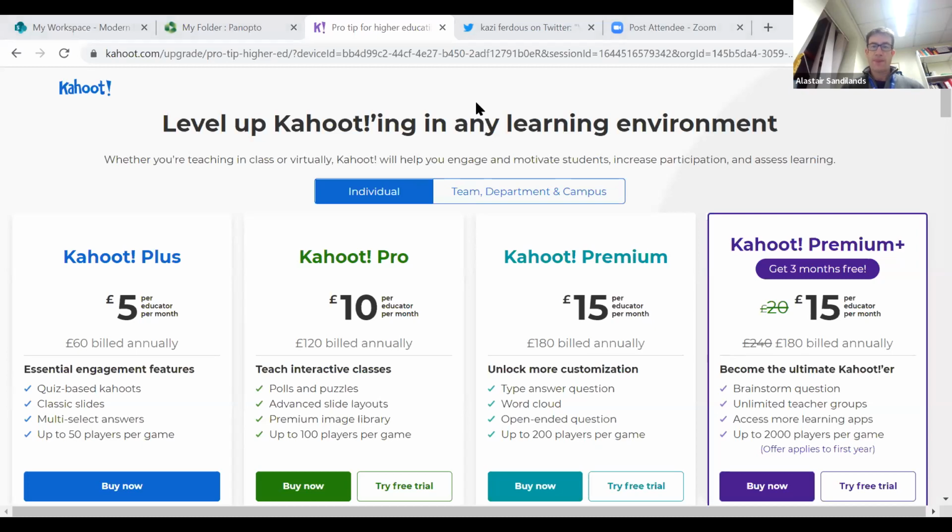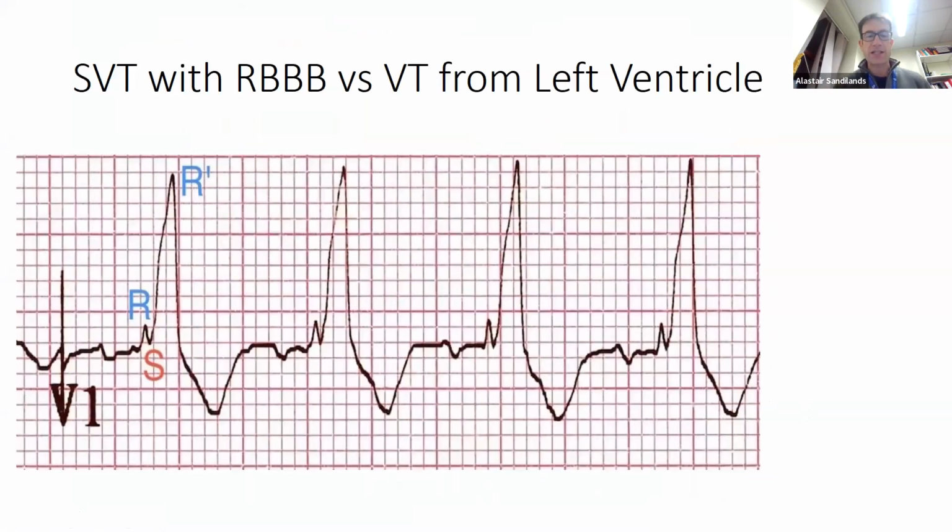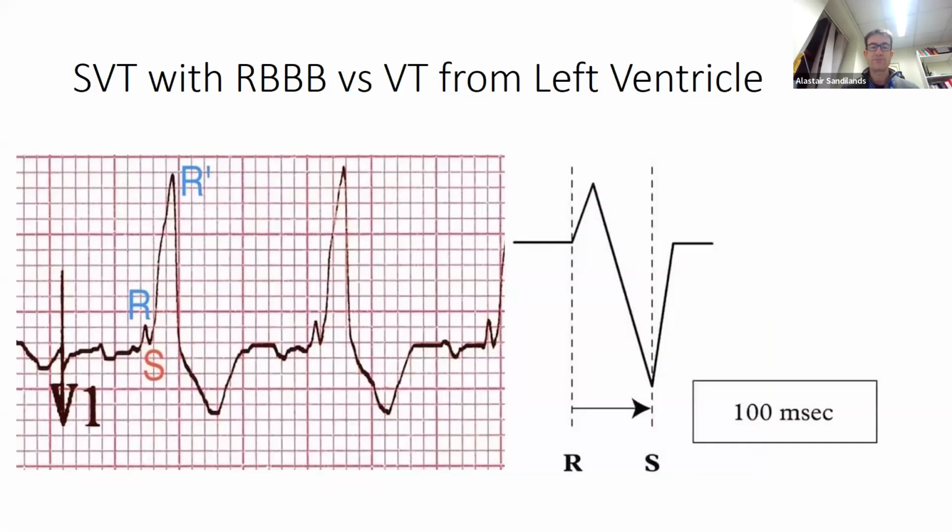Okay, so let's just have a look at VT now. We're going to talk about this in a bit more detail. So how do we tell? How do we know that it's SVT with right bundle branch block versus ventricular tachycardia from the left ventricle? There are a few things we can look at. In this example, we've got another close-up of the small bunny rabbit's ears in a normal sinus rhythm: a small bunny rabbit's ear and a big bunny rabbit's ear. So this is a broad QRS, V1 positive above the isoelectric line. This is right bundle branch block.